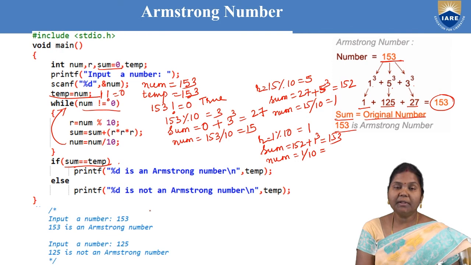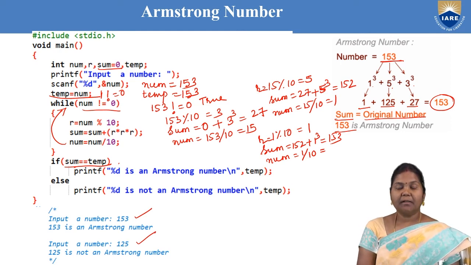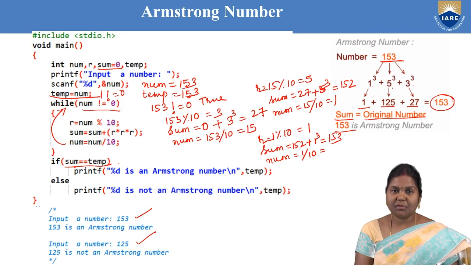So, you can do it with different test cases. Suppose if you are taking 153, then it is an Armstrong number. If you check with 125, then it is not an Armstrong number. Similarly, you can go for other numbers which are Armstrong also.